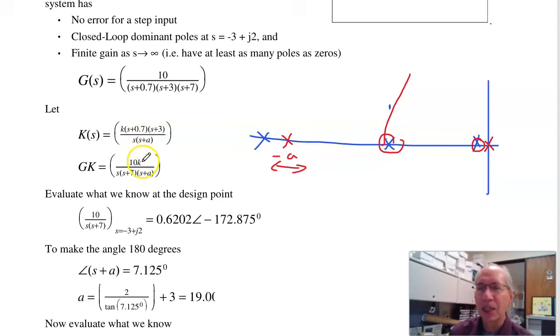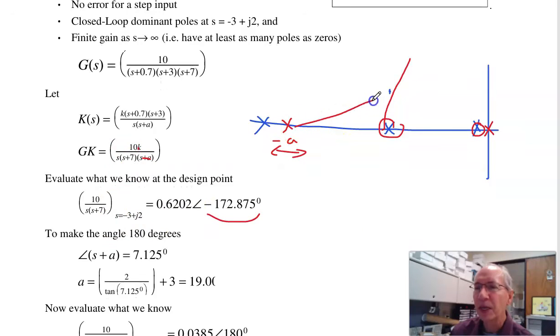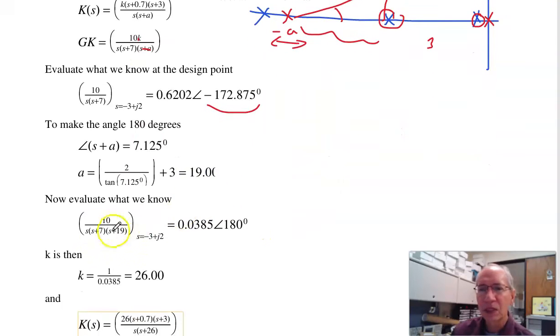Here's G times K. Analyze what I know. I don't know K, don't know A. Analyze everything else at my design point. We get minus 172 degrees. That means the angle from A must be 7.125 degrees. Doing some trick, this side is 2 over the tangent of 7 degrees plus 3. That side's 3. Gives me 19. So A is 19.